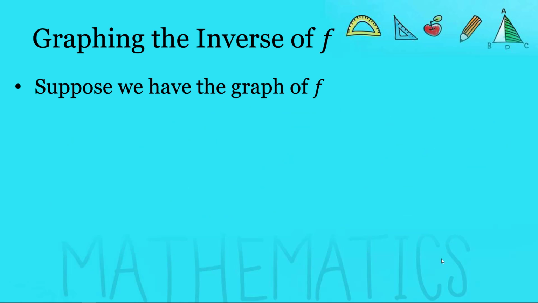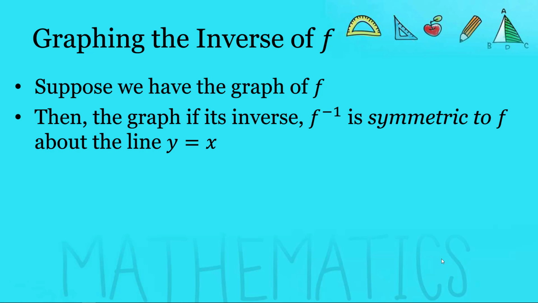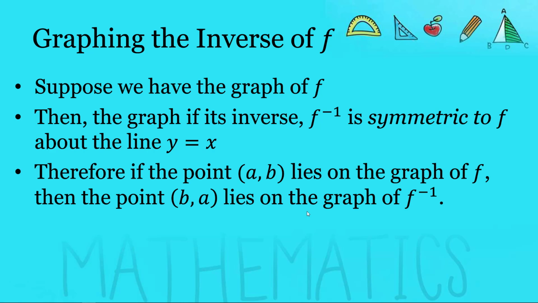Okay, graphing the inverse. Suppose that we actually have a graph of f. How do we graph the inverse? Well, it turns out that the graph of the inverse is symmetric to f along the line y equals x. Now, what the heck does that look like? Well, basically, if this particular point, AB, lies on the graph of f, then the point BA, kind of like what we did when we found the inverse for that set of ordered pairs, will lie on the graph of f negative 1, or f inverse.